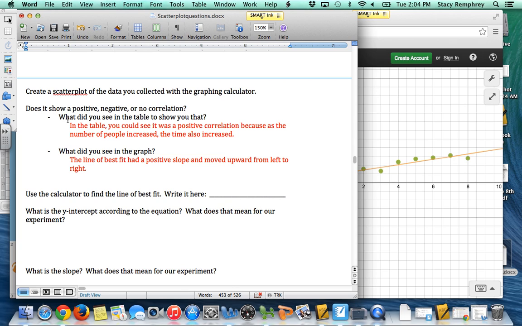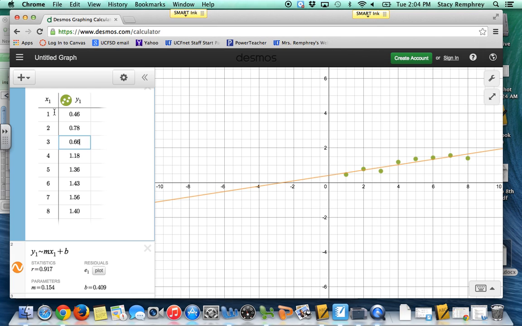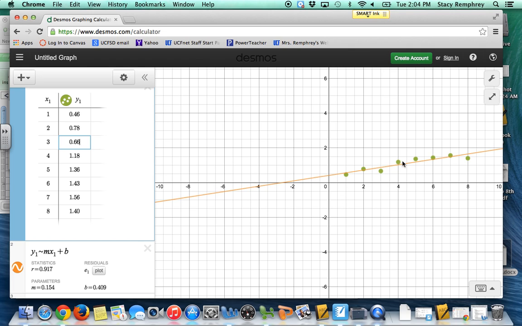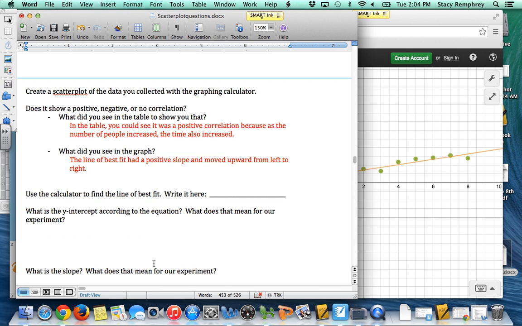What did you see in the table to show you that? And what you should see in the table is as the numbers increase here, the time also increases. So a positive relationship will have one increasing and the other increasing at the same time. What did you see in the graph? The line of best fit had a positive slope and moved upward from left to right. So the graph is showing you a positive relationship because it's a positive slope and the points are close to the line. So use the calculator to find the best line of best fit.